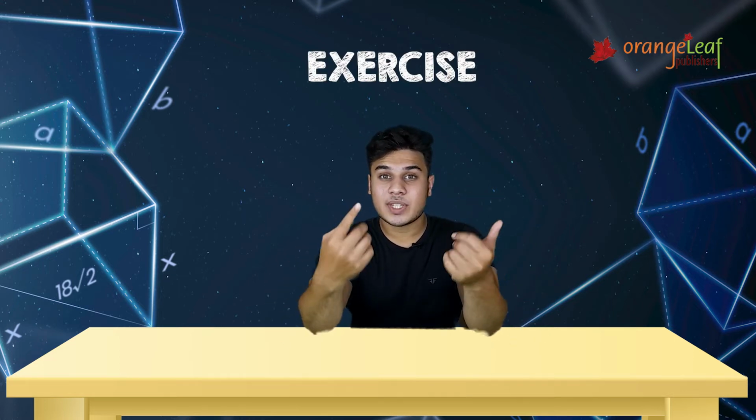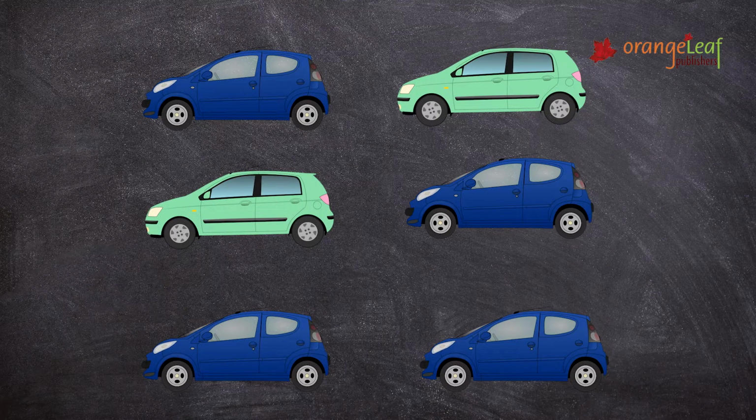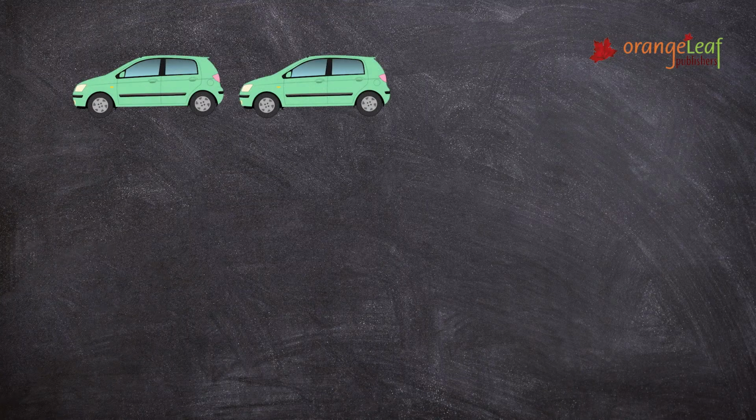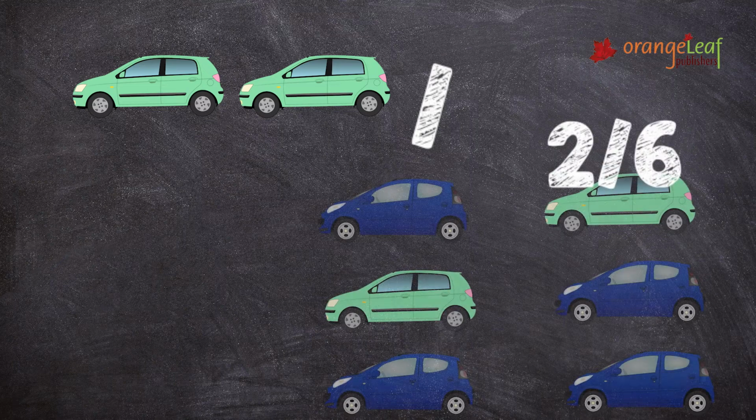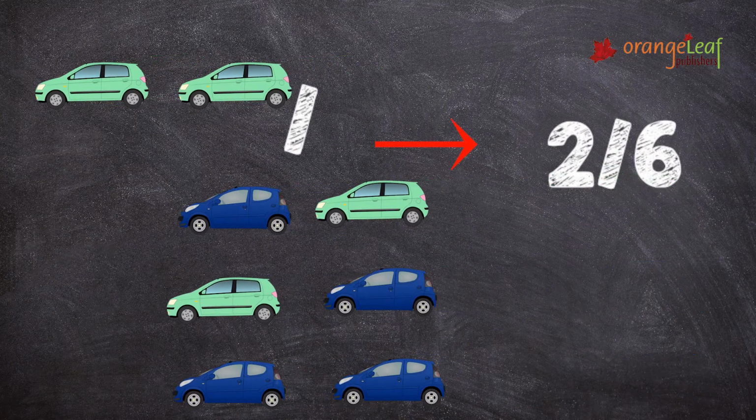Now, I hope you understood that. Let's try it with an exercise. Let's take a look at another example. Here we have 6 cars. 2 of these cars are green in color. So we can say that 2/6 of the cars are green in color, which means the cars green in color divided by the total number of cars is equal to 2 by 6.